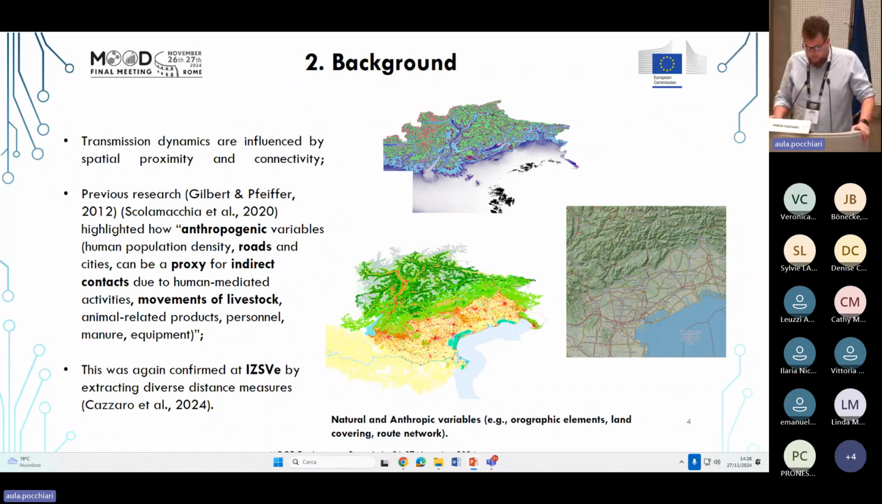Although natural elements such as mountains or friction elements, lakes, water bodies, etc., can act as a barrier, previous researchers highlighted how anthropogenic variables like human population density, roads, etc., can be a proxy for indirect contacts due to human-mediated activities, and in particular the movement of livestock and animal-related products.